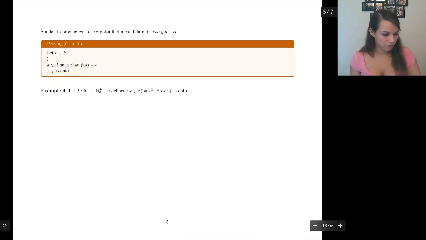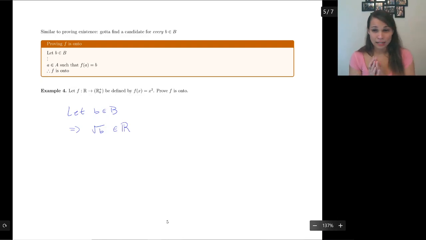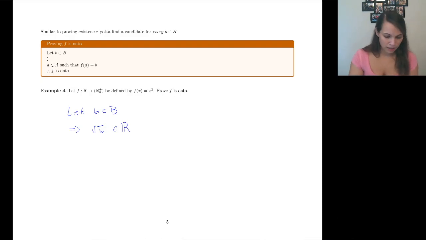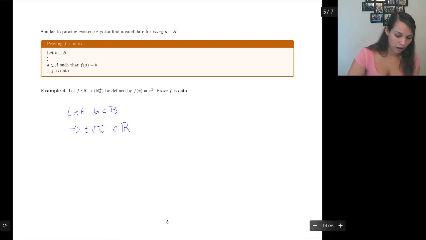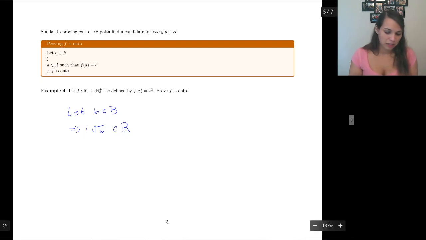So let's go ahead and run through this proof real fast. So just like the template, we say let b be an element of B. Then we can say that the square root of b is an element of R. Yes, I am taking a square root. It is okay because this is an existence proof. Sure, I could have plus or minus going on, but I just need to find one time that it works in order to prove existence. So I'm only going to think about the positive square root.